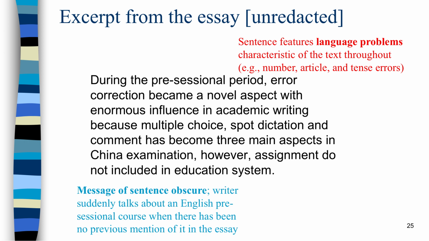Another problem is the message is obscure. In fact, this comes from near the end of the essay, and the writer begins to talk about a precessional. She hasn't mentioned a precessional at all in the 2,000 words that precede this. And it seems like an afterthought, and it's obscure what she means and what precessional she's talking about and what her role is here.